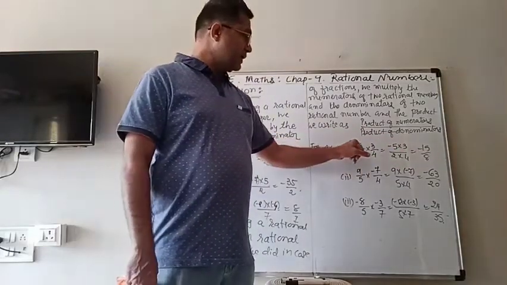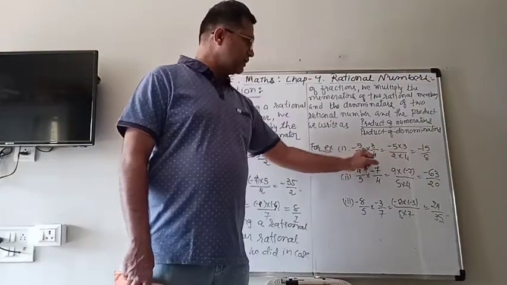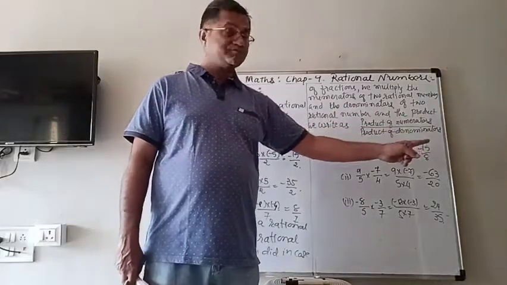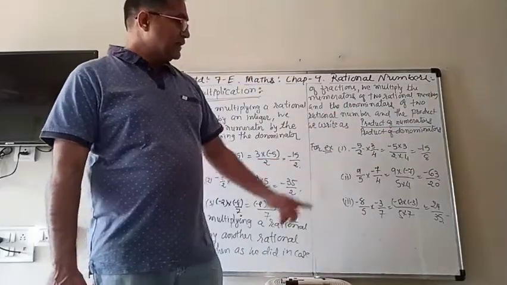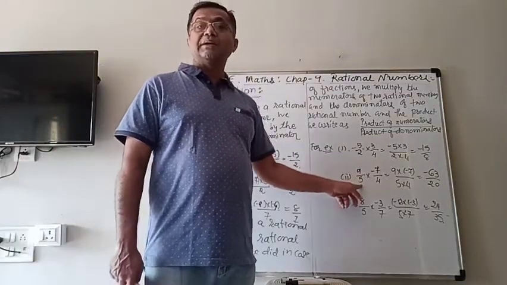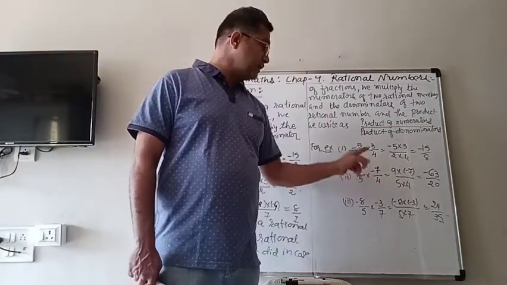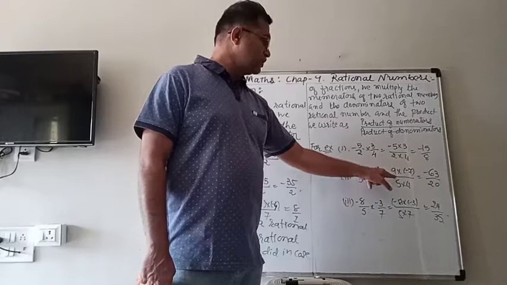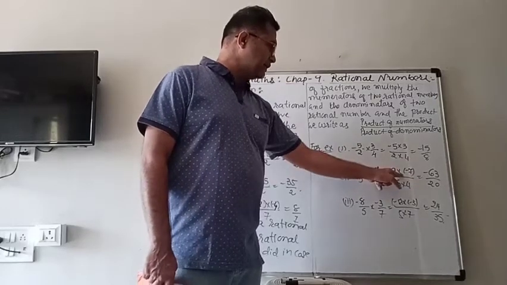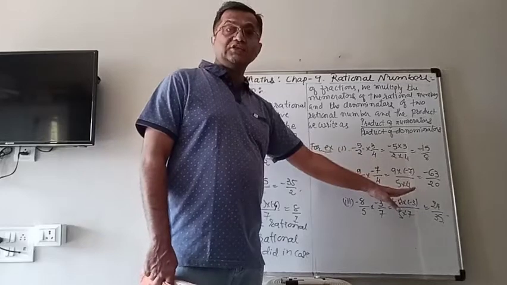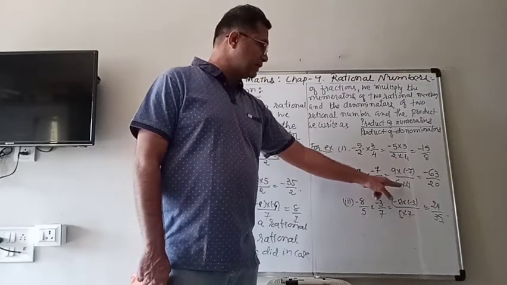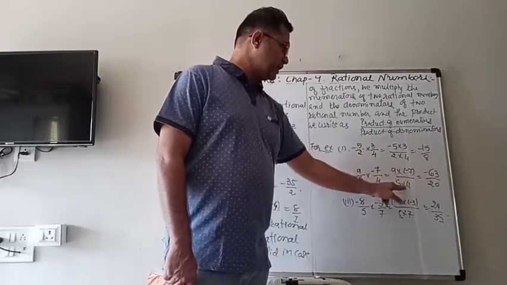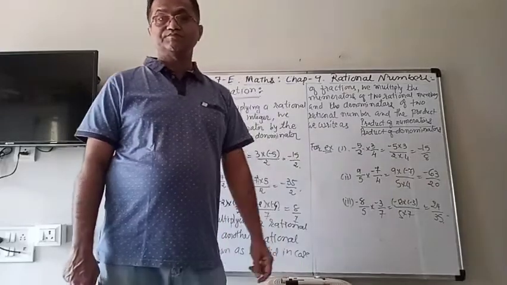So here numerator is multiplied with the numerator, denominators are multiplied with their denominators, and then the final answer is written. Take another example. 9 upon 5 multiplied by minus 7 upon 4. So in the numerator there is 9 and minus 7, so we multiply 9 multiplied by minus 7. And in the denominator there is 5 and 4, so we multiply 5 times 4. So 9 sevens are 63 with the minus sign, and 5 fours are 20.